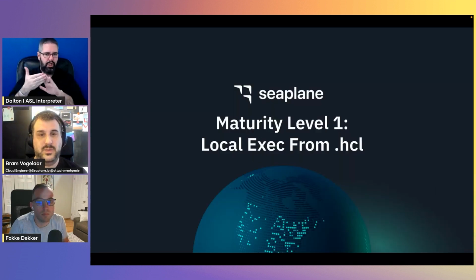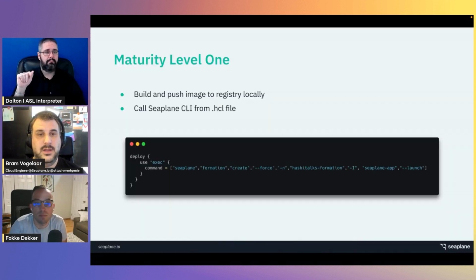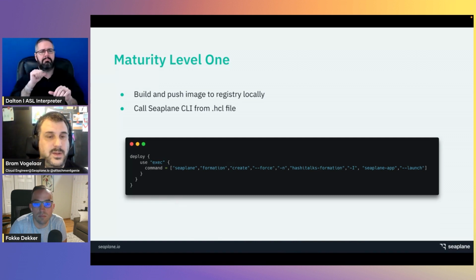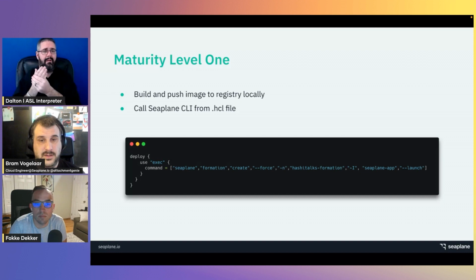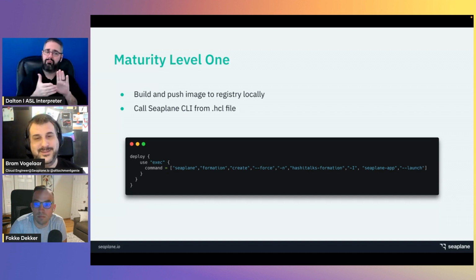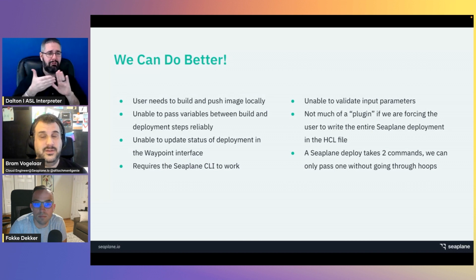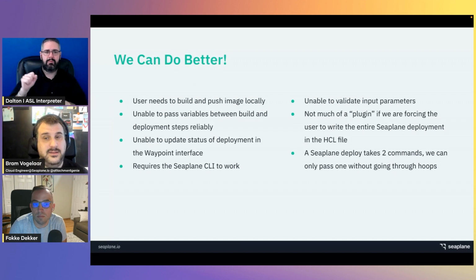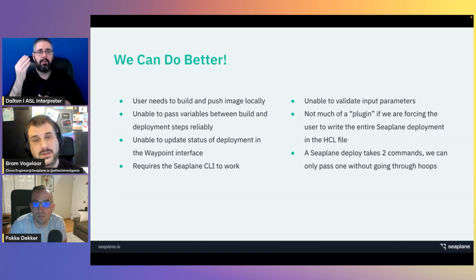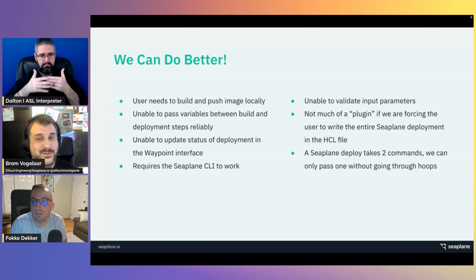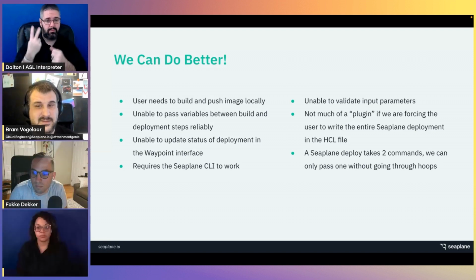So when you start with maturity level 1, the local exec, it actually turns out it wasn't too hard. You have the deploy resource in your Waypoint file. We do this local exec. We make sure that it's all commented out properly in our HCL file, and then we can actually run it. Well, we could sort of run it because, as we discussed before, a Seaplane deploy actually takes 2 commands to get stuff running, right? We need to declare our flight, then we need to start the flight in our formation. There is no easy way to do 2 local execs in a deploy section, so that's why we got a little bit stuck.